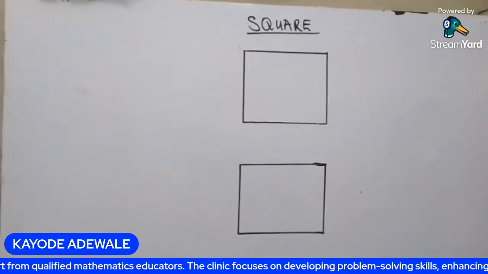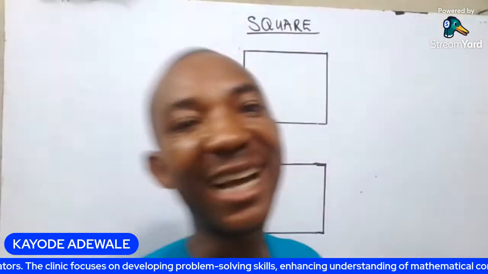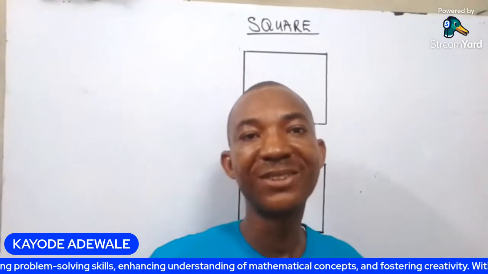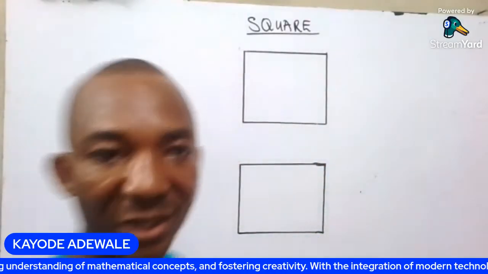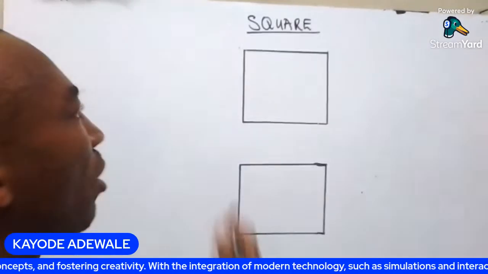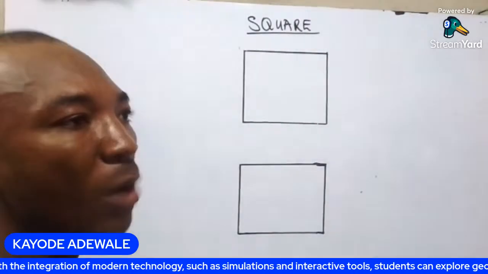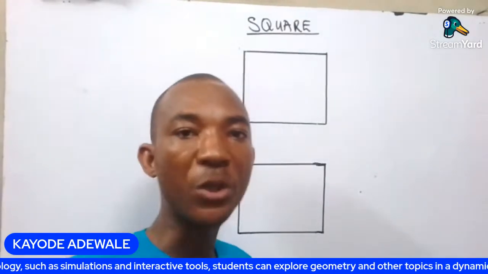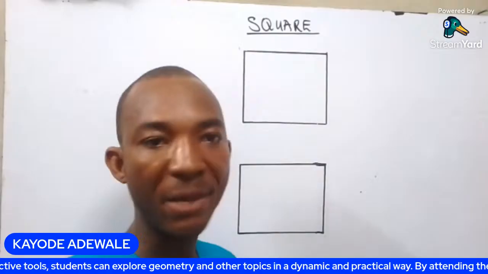All right, welcome to the Math Clinic once again. This is a space where you can ask questions. You can go under the comment section and ask your question on plane shapes. We are going to work on the square now. And of course, don't forget, rectangle, square, circle, they are all plane shapes, or we call them plane mensuration, or two-dimensional shapes.